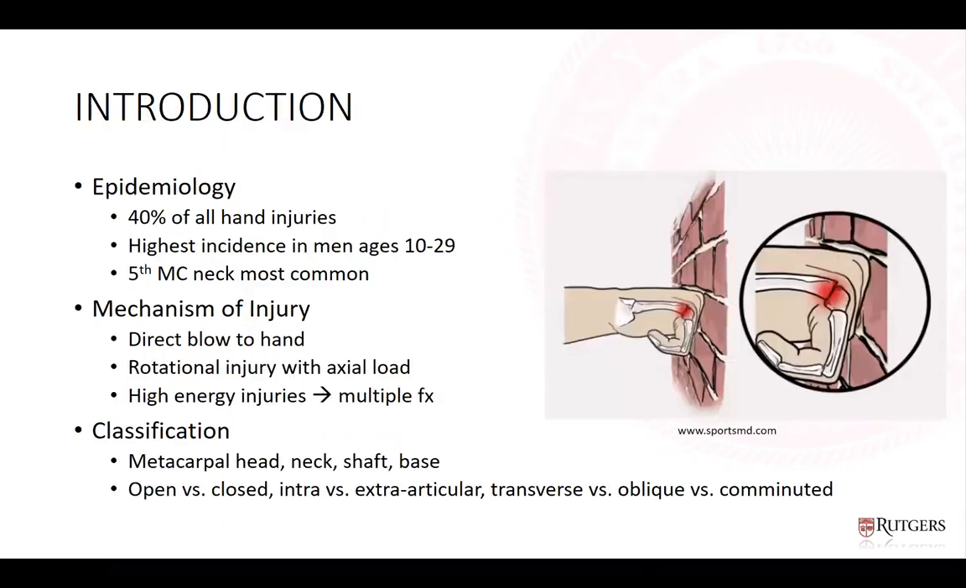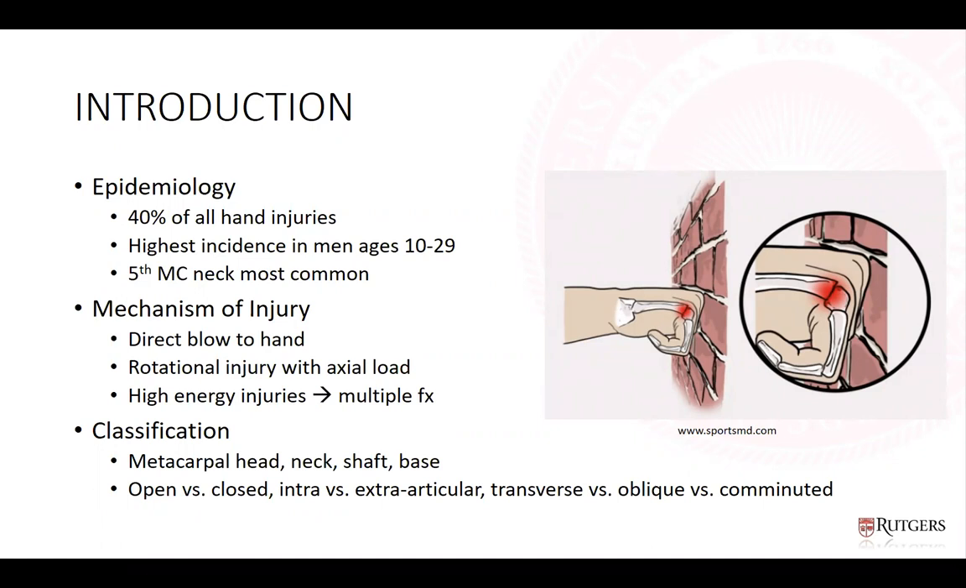So just a brief introduction to metacarpal fractures. They account for roughly 40% of all hand injuries. The highest incidence is seen in men ages 10 to 29, and so-called boxer's fracture of the small finger metacarpal neck is the most common. These are generally injuries as a result of a direct blow to the hand or rotational injury with an axial load. Higher energy mechanisms are associated with multiple fractures.